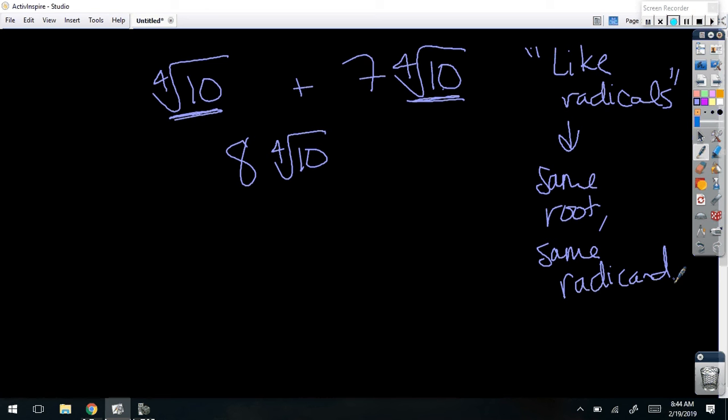Yeah, it's the house. How erratic. All right, so that's the only way you can combine them, and you treat them just like like terms.